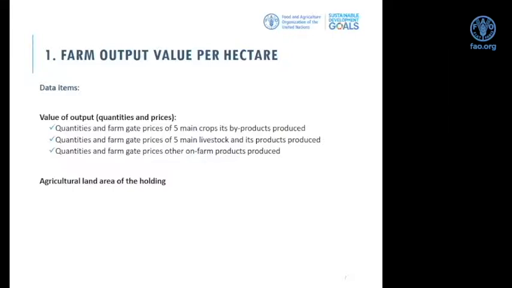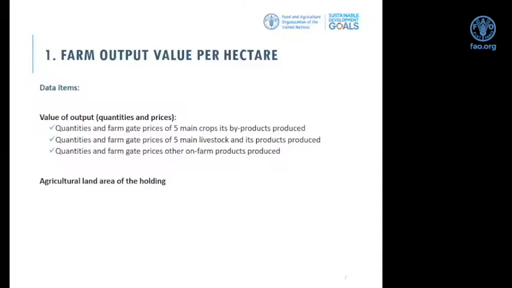For this sub-indicator, we are interested in the following data items that will help us estimate the three primary variables called value of output of farm, agriculture area of the farm, and then further categorization of the farms by different typologies. Once we combine the value of output produced by the agriculture holding with the agricultural land area, we will arrive at the farm output value per hectare for that particular holding.